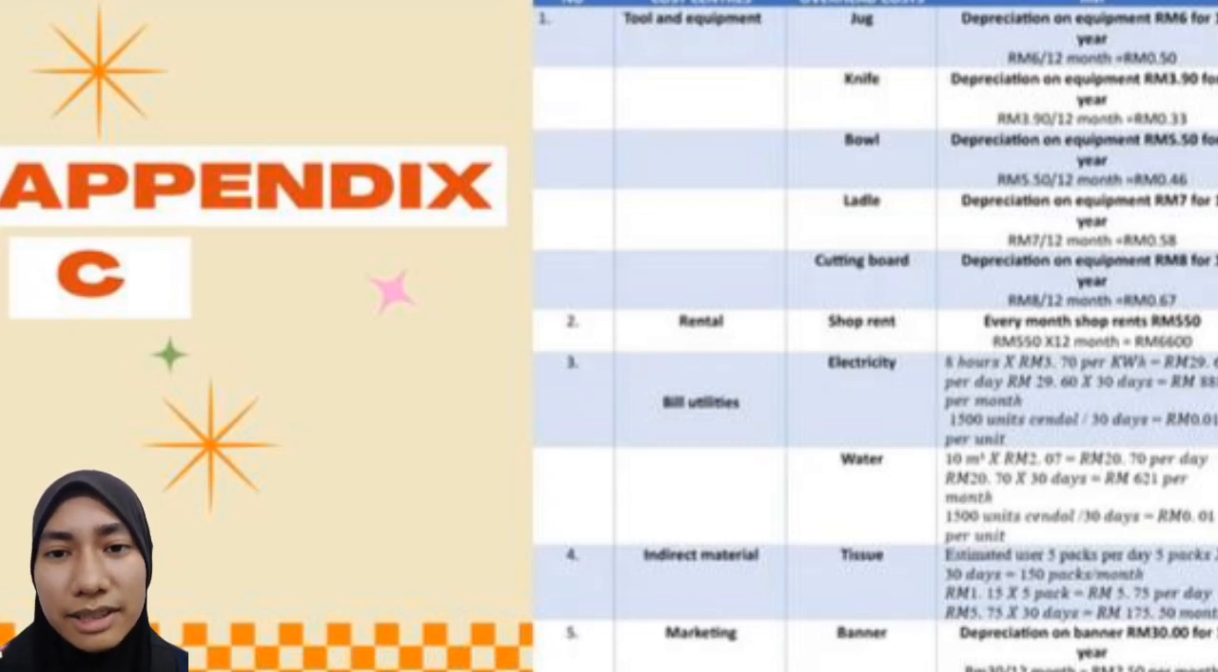The bowl's depreciation on equipment is 5 ringgit 50 cents for a year, and divided by 12, it will be 46 cents. The ladder depreciation is 7 ringgit per year, divided by 12 equals 58 cents. The cutting board is the last of the tool and equipment, with depreciation of 8 ringgit per year, divided by 12 will be 67 cents per month.